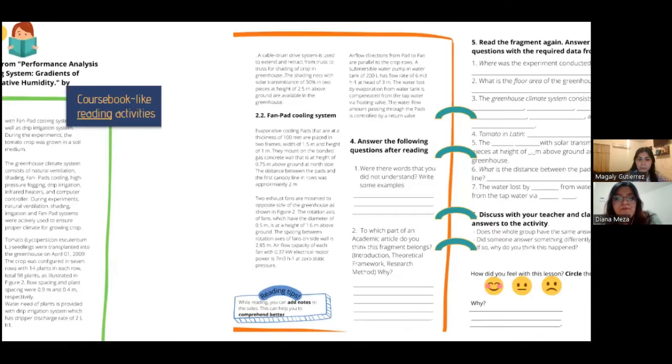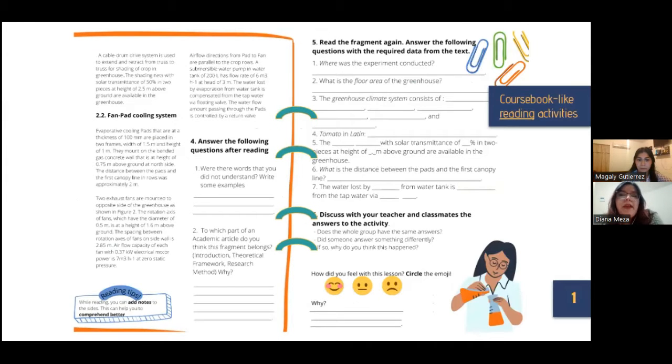Then we are going to let the students read this section, greenhouse experiments, and then fan pad cooling system, and they are going to answer some questions about vocabulary and to which part of an academic article this fragment that they read belongs to. It can be the research method, and then they are going to practice the scanning strategies. They are going to reread the fragment and answer the activity. They have time to discuss the answers with the teacher and classmates, and a self-assessment about the lesson. And that's all from this.